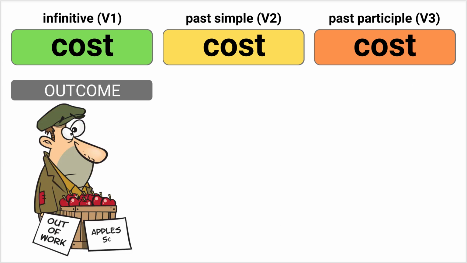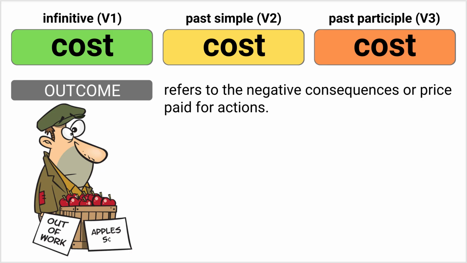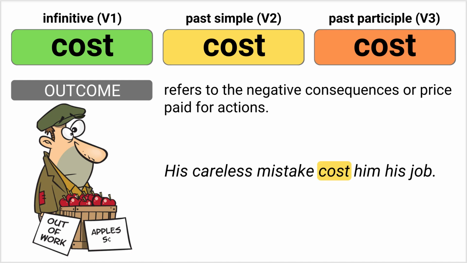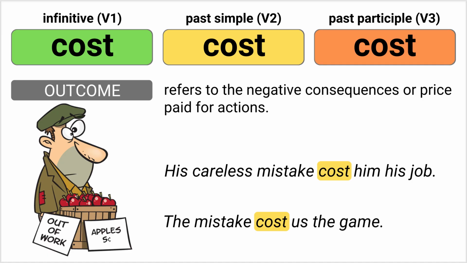Outcome. It refers to the price paid for an action, usually in terms of consequences, mistakes, or failures. His careless mistake cost him his job. So he made a mistake, and this mistake had a serious outcome. He lost his job. The mistake cost us the game. A mistake during the game led to losing it.